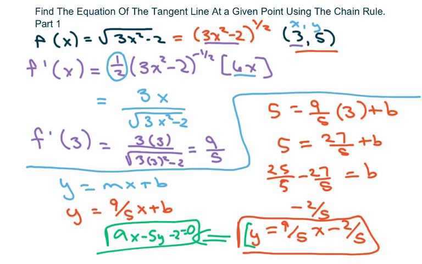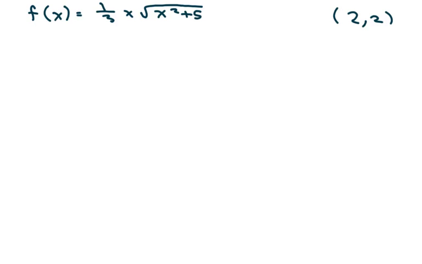And the next one we have is this one. So the first thing I'm going to do is rewrite this as 1/3 x times x squared plus 5 to the 1/2. Okay? So now we're evaluating it at 2, that point. We go ahead and take the derivative.